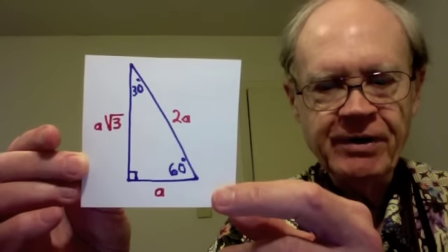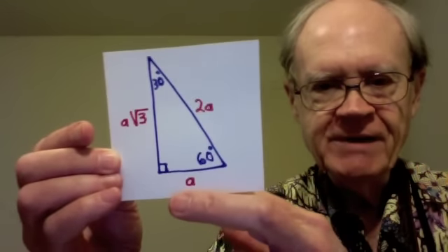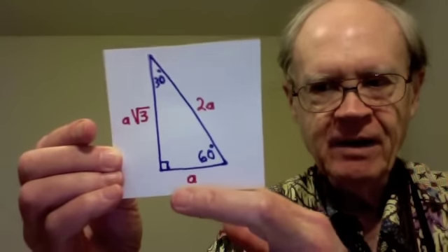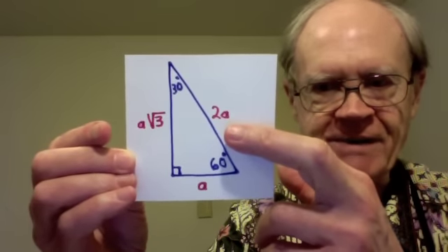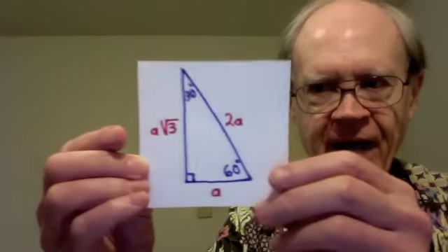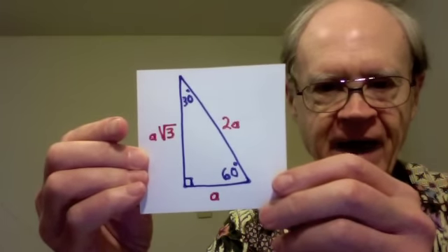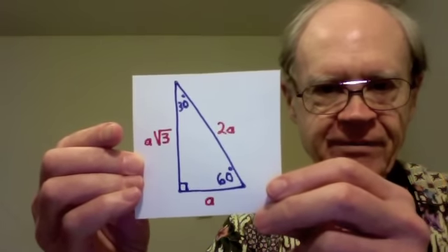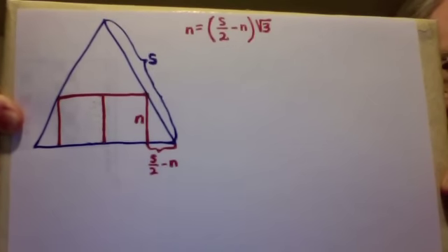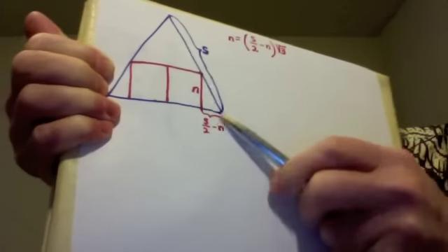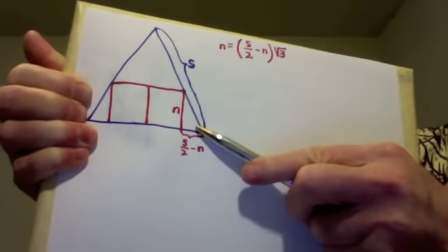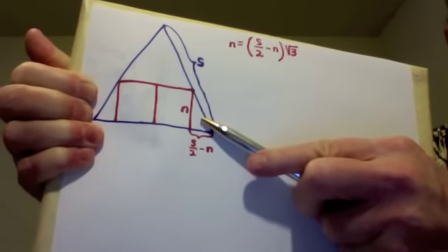The short leg, that's the leg opposite the 30-degree angle, with length A, then the hypotenuse is twice that long, length 2A, and the longer leg has length A times the square root of 3. Each angle of an equilateral triangle has measure 60 degrees, so we can focus on this 30-60 right triangle.